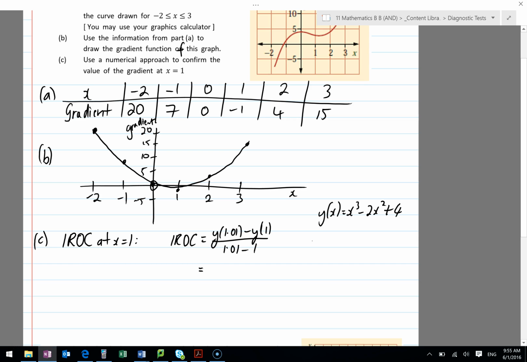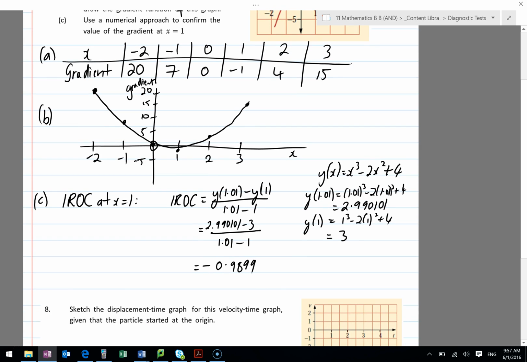Yeah, it should be routine by now. So off to the side, I'll substitute in 1.01. Okay, find what that is and do the same thing for 1 as well. Okay, find whatever these two values are and they'll go on the top line. And then it's just substitution from here. And hopefully we get minus 1 as our result.